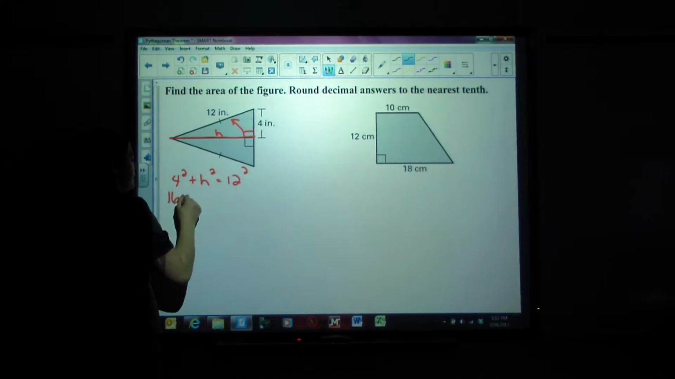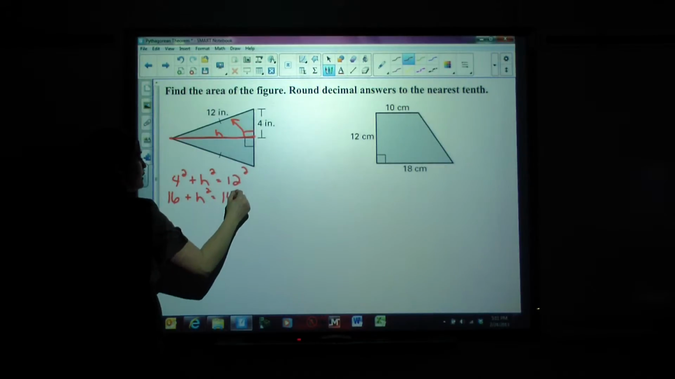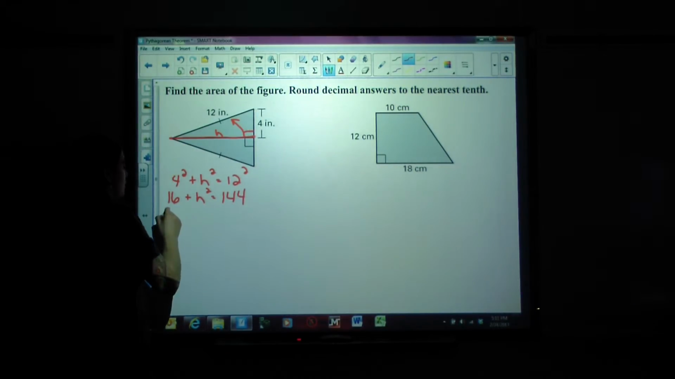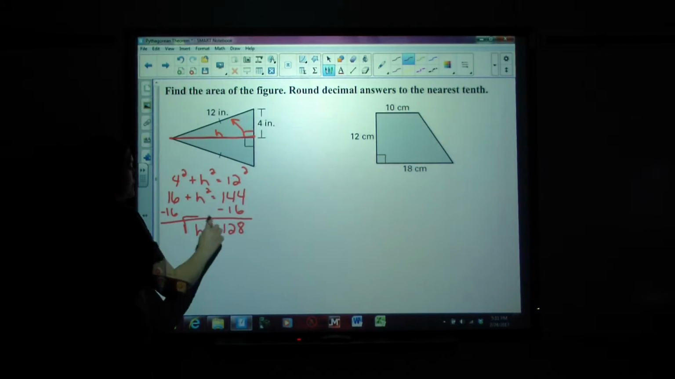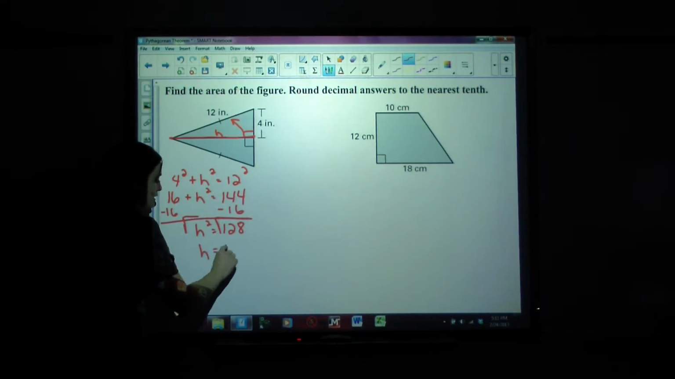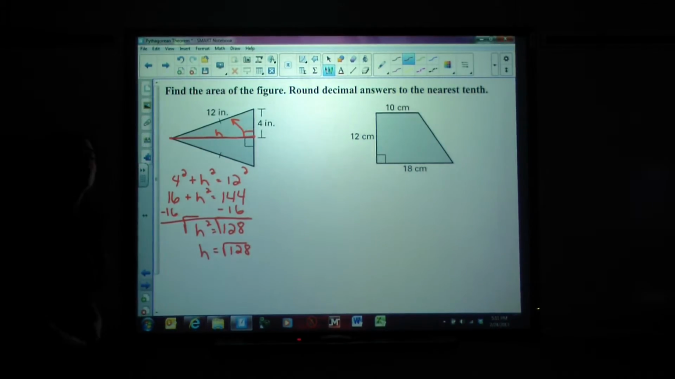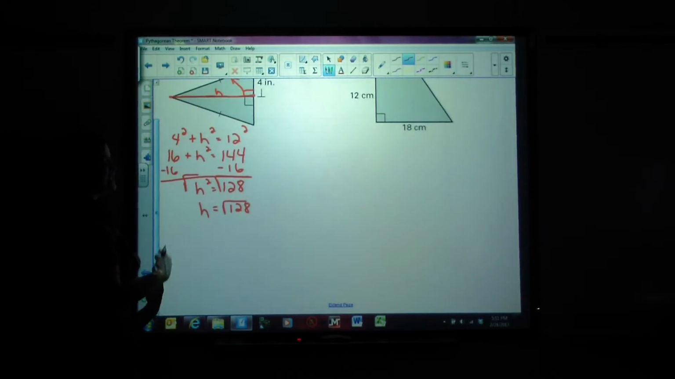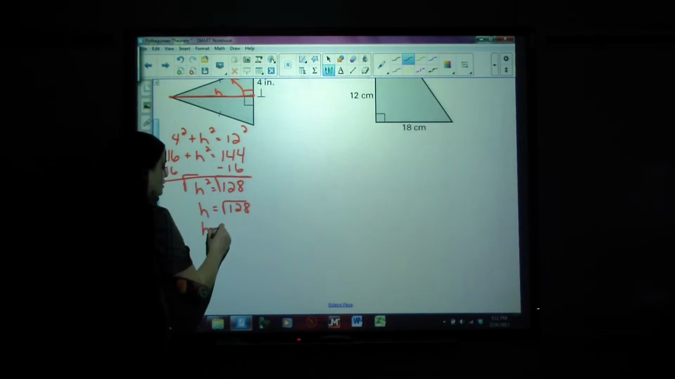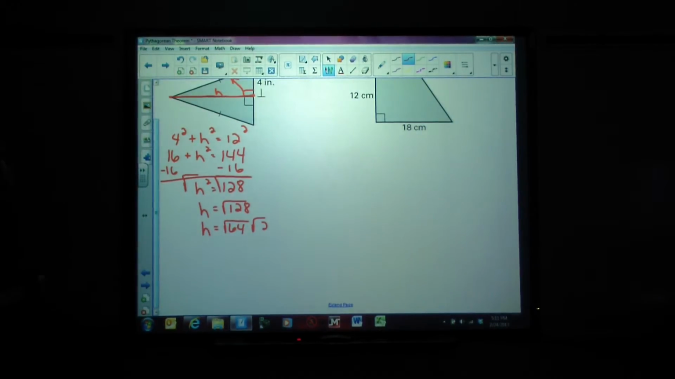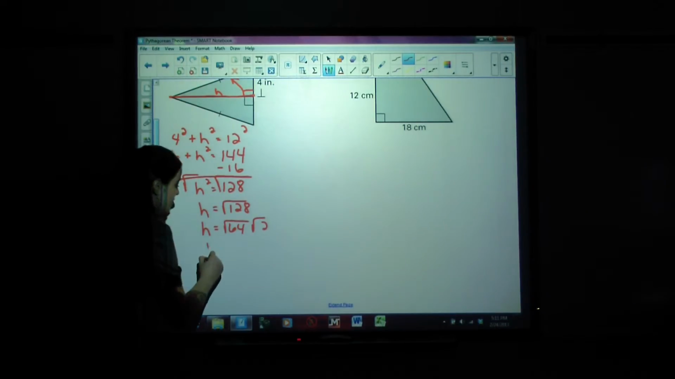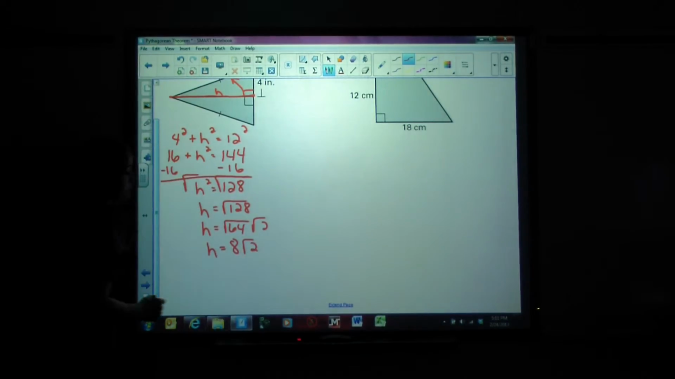So we have 16 plus h squared equals 144. So if we subtract 16, we get h squared equals 128. And if we square root, we get h equals the square root of 128. Now again, you could be using your decimal approximation if you want. I'm going to continue on with exact. So h is going to equal the square root of 64 times 2. 64 times 2 is 128. We just did that earlier, and we get the fact that h equals 8 root 2.